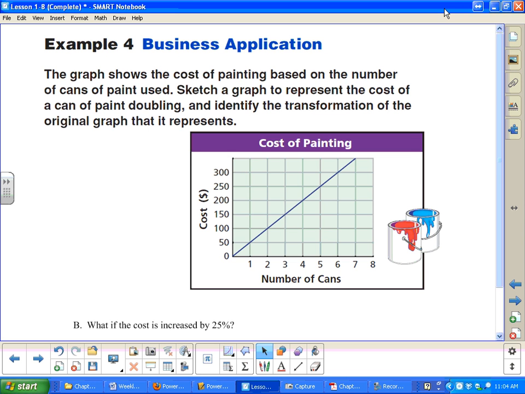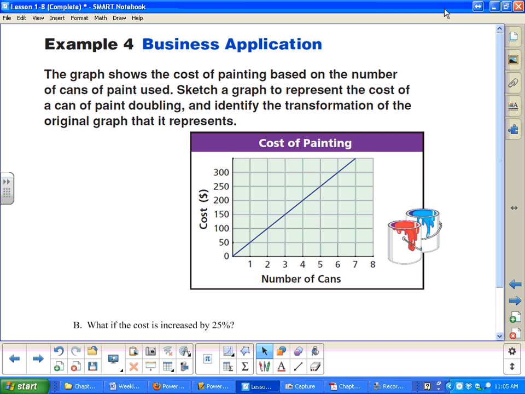So with all the transformations we've done, we're going to do one more example and look at an application problem for it. In here, this graph shows the cost of painting based on the number of cans of paint used. We're going to sketch a graph to represent the cost of a can of paint doubling and identify the transformation of the original graph that it represents.